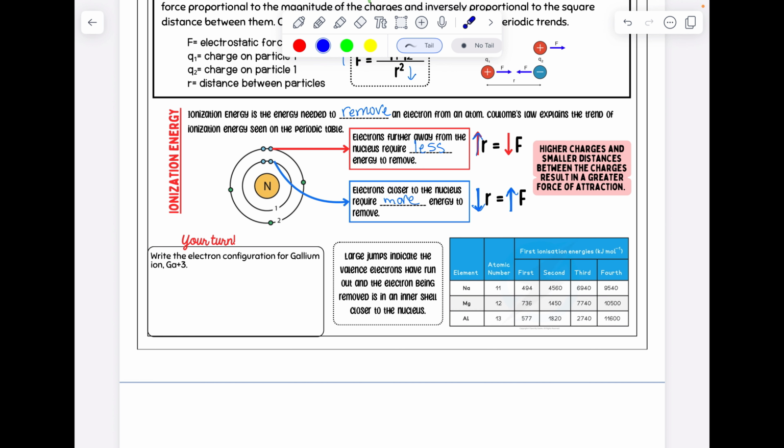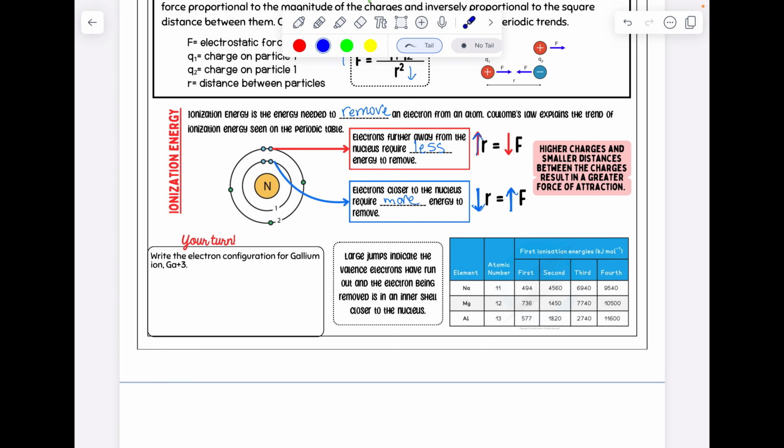For magnesium, same thing. You have 736, then it doubles to 1450, then all of a sudden it jumps to 7,000, and then a little 10,000. So again, from here to here, there's a large jump. So that means you've hit core electrons here, and that you have 2 valence electrons that were removed before you hit the core electrons. Here, aluminum, you have 577, 1820, 2,700, and all of a sudden, wow, 11,600. That's a huge jump. So now you've hit the core electrons, which means there's 3 valence electrons here. So it might ask you, just from looking at the chart, how many valence electrons are there?